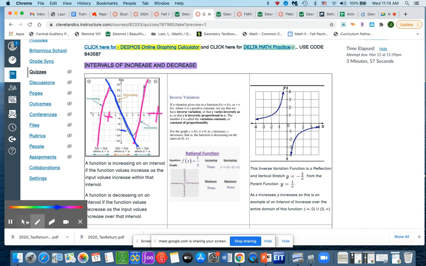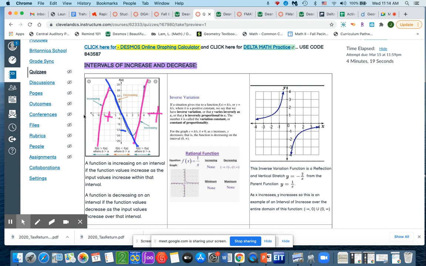a negative slope. Now, the reason we call these increasing and decreasing is defined right below it. It says a function is increasing over a certain interval, which is a starting and stopping number, if the function increases, the x values increase as the y values increase.